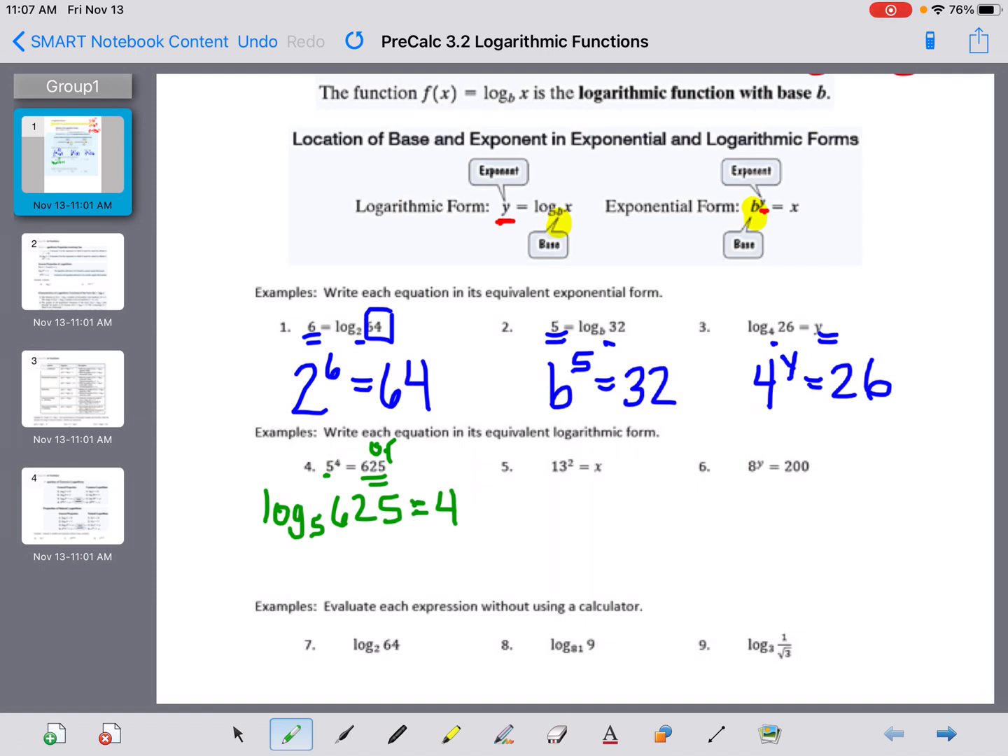Okay, so let's try it again for number 5. Log, your big base is now your subscript base. The "of" is x, equals, the power is always on the outside. And finally, the last one: log, take your big base and make it your tiny subscript, of my 200 equals my exponent, which is y. And again, on this last one, that's getting my y all by itself.